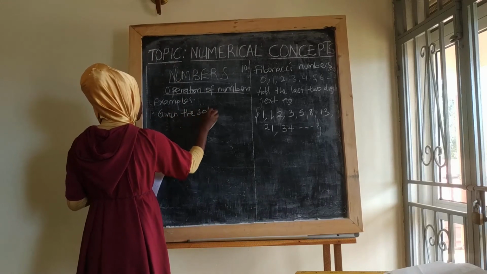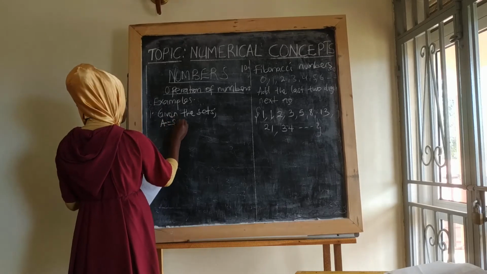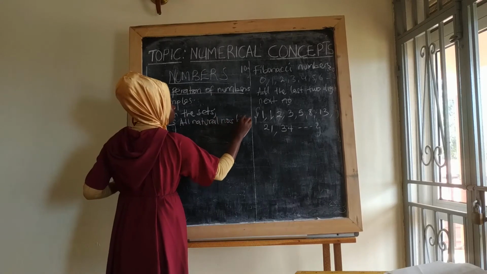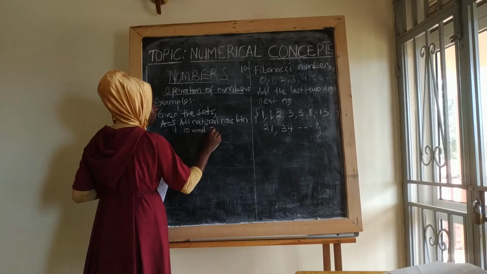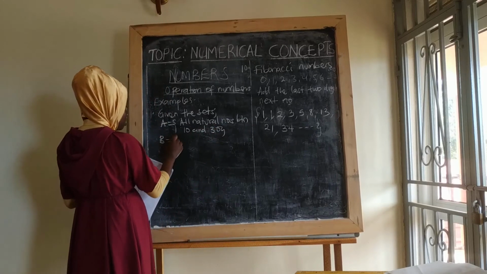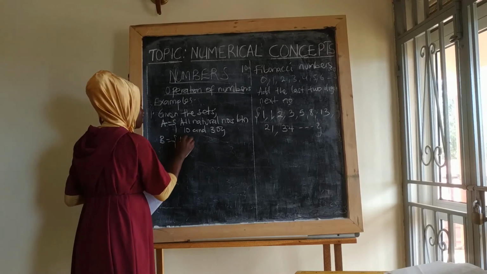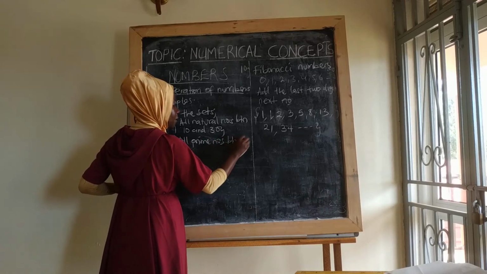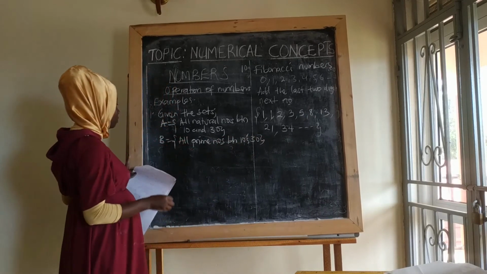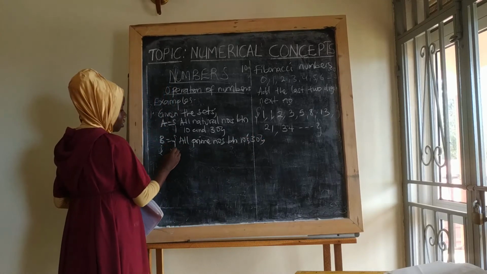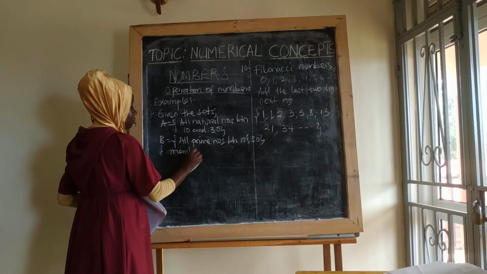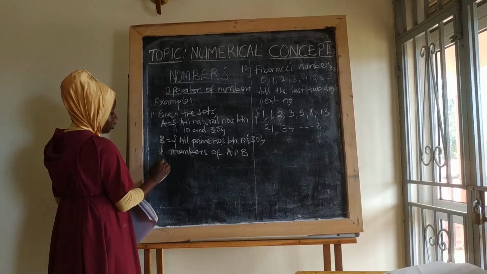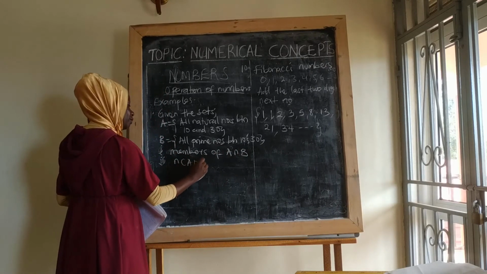the sets, I have set A, and my set A is simply all natural numbers between 10 and 30. And then set B is simply all prime numbers, also between 10 and 30. The first question is that we find the members of A intersection B. And then the second question, we find the number of A intersection B.